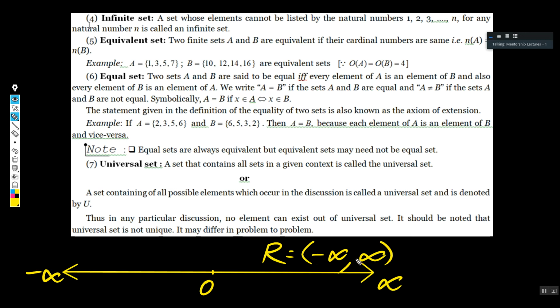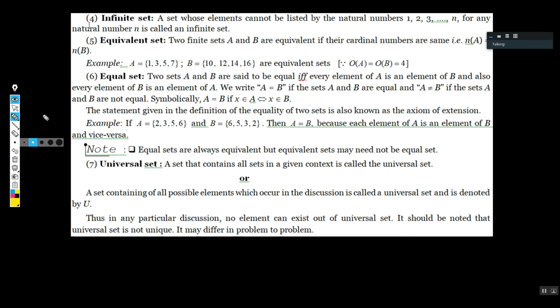And what is the meaning of open bracket, what is the meaning of closed bracket, and all this I'll be discussing. Anyway, so in an infinite set we cannot count the number of elements. Okay, next, equivalent set. Equivalent set is that set in which the cardinal numbers are equal. Two finite sets A and B are equivalent if their cardinal numbers are same. That is, n of A is equal to n of B.